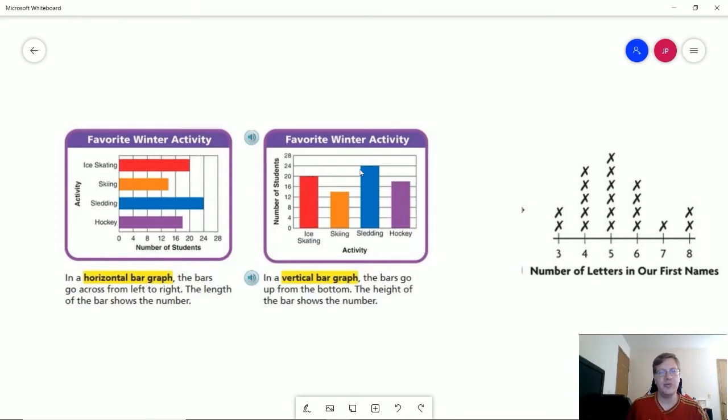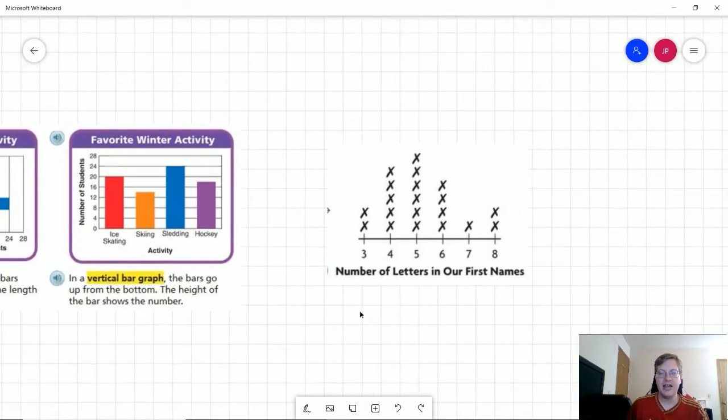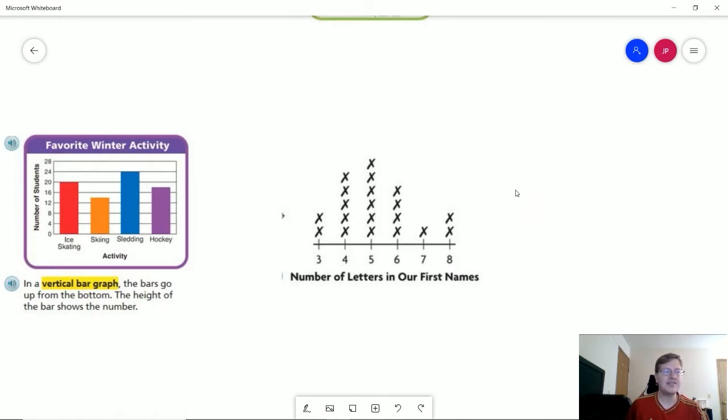So 20, 14, 24, and 18. A line plot is going to be our last type of graph, and we are going to see this very frequently. I don't have a way to represent exactly what I would normally ask you to do.